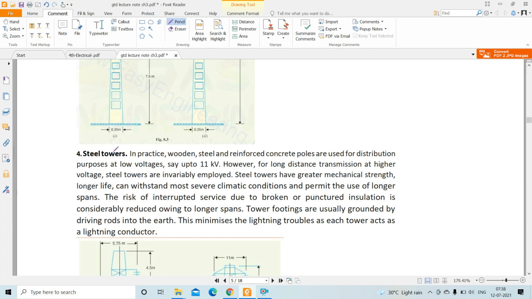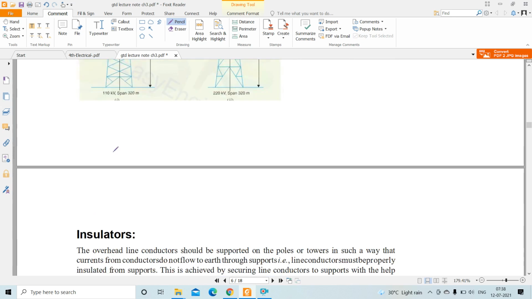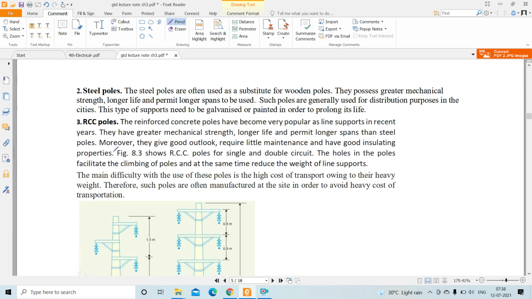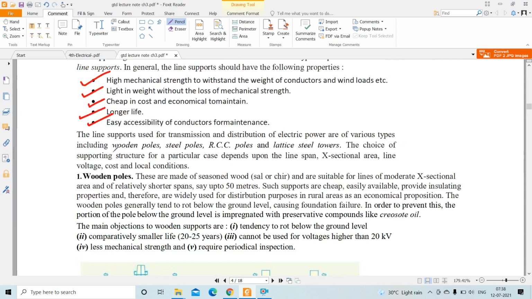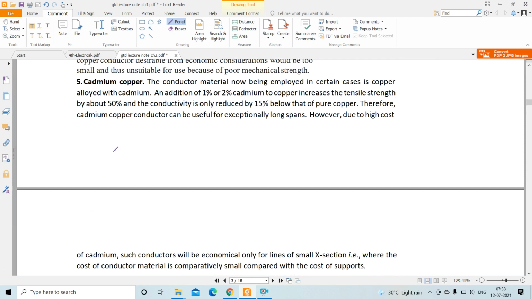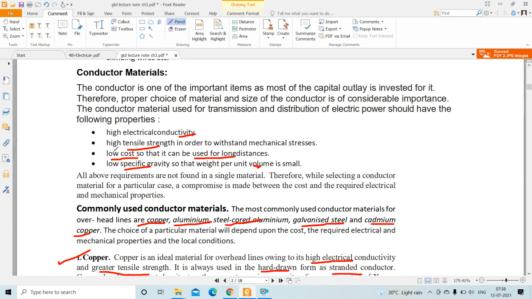Tower footings are usually grounded by driving rods into the earth. This minimizes the lightning trouble. So these are the different types of line supports. Just go through this theory portion and understand the different types of line supports and the properties of the different types of line support. So this is all about different conductor materials and different types of line supports.